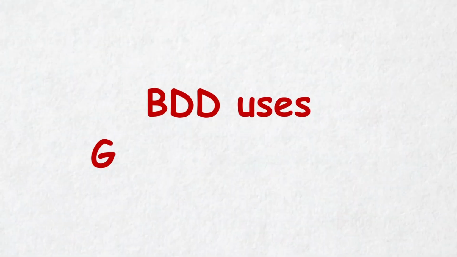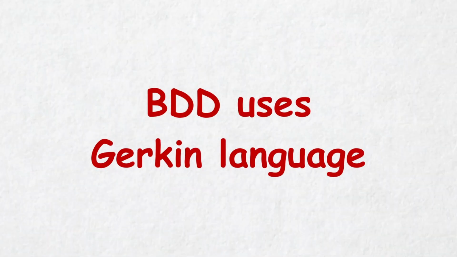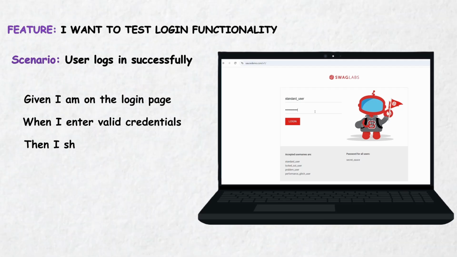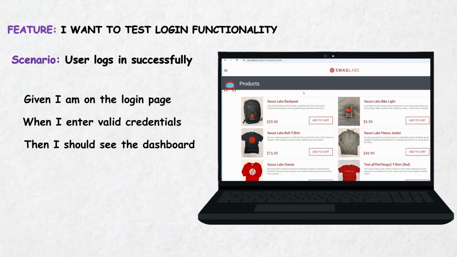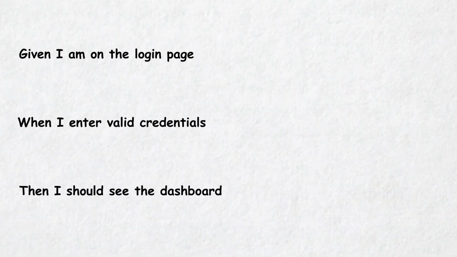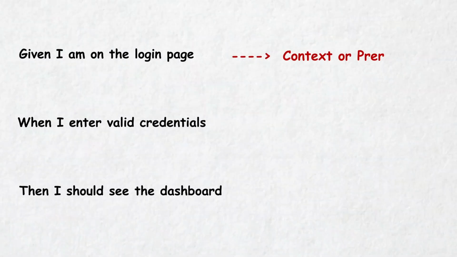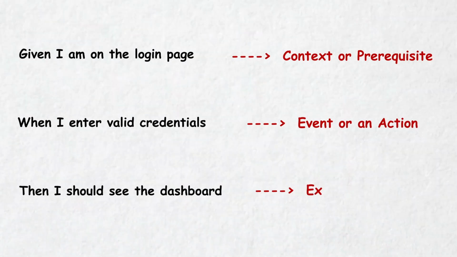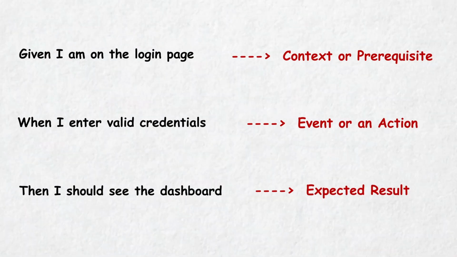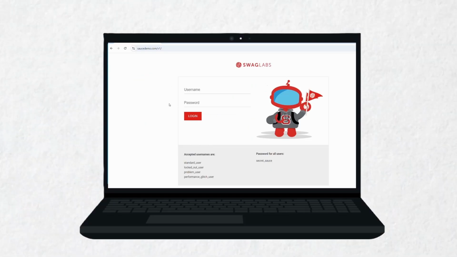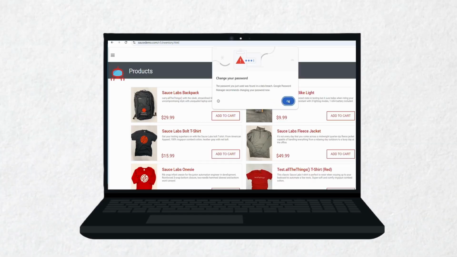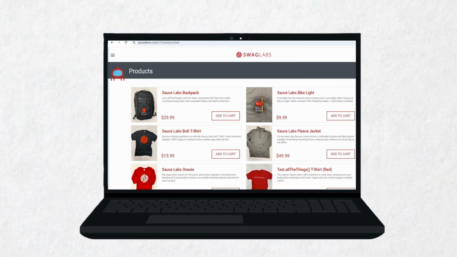To achieve this, BDD uses Gherkin language for writing test cases, which is in terms of given when then format. For example, given I'm on the login page, when I enter valid credentials, then I should see the dashboard. Here you can divide this in 3 parts, wherein the given section is the context or the prerequisite. The when section is an event or an action that the user has performed, and the then section is the expected result, that is the thing that you are validating. Like in this case, after entering the valid credentials, the user is able to log into the website successfully and then should be able to see the dashboard. So this is all about the BDD process.